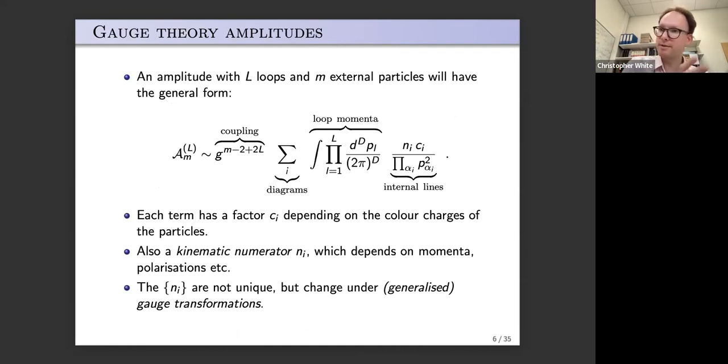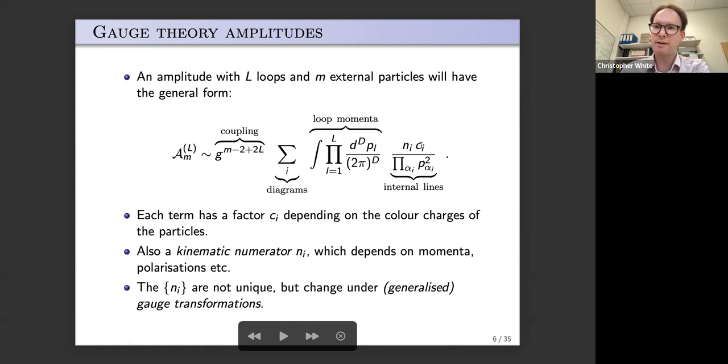then everything I've told you on the previous slide implies that it would have this schematic form. So there will be an overall power of the coupling because of the number of vertices we have. There will be a sum over different diagrams. If there are any loops, so if there are L loops, there's going to be sums or integrals over the different loop momenta that can be running around in those loops. There will be a series of 1 over p squared factors coming from the internal lines.